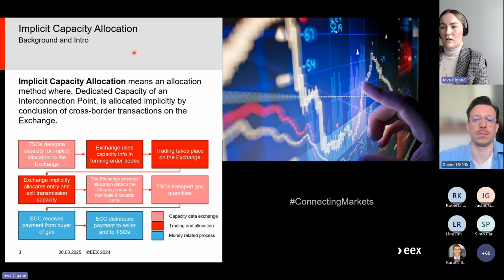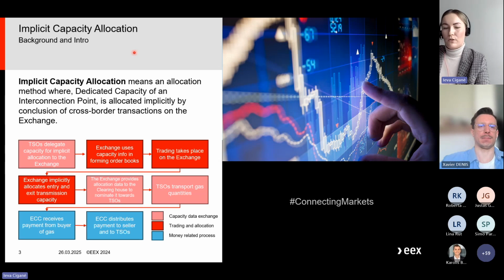And afterwards, the clearinghouse will nominate all the transactions to TSOs, and the TSO will transport the gas, which eventually will be delivered, and the ECC will organize all the payments by collecting money from buyers and distributing them to the sellers and to the TSOs for the capacity. Just a bit of general information there.